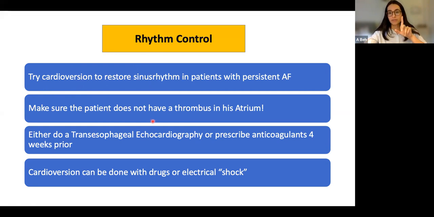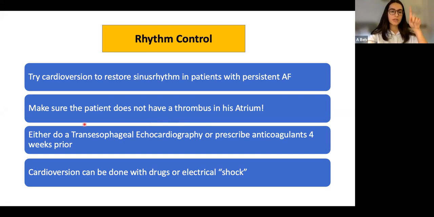not have a thrombus in his atrium. Because like I already told you, patients are more likely to have a thrombus in their heart. And when you do the cardioversion, it could happen that the thrombus dislodges from its place, so it can travel to another place, and then it goes up into the cerebral arteries and will cause an ischemic stroke in our patients. So we really want to avoid this before we do the cardioversion. So we check for the thrombus.